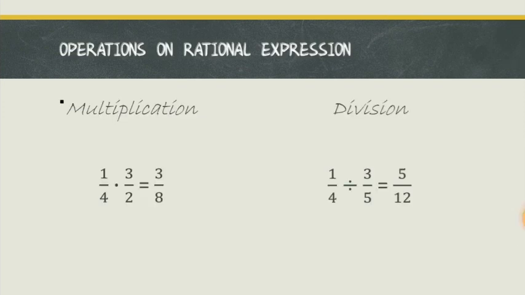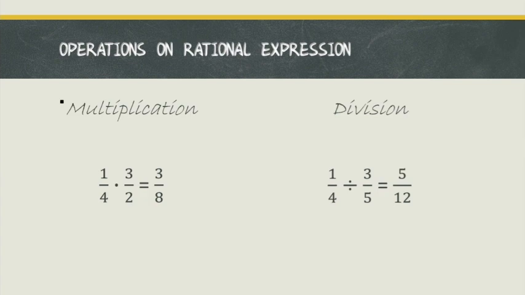Now, how about performing operations on rational expressions? So let's start with multiplication and division. For multiplication, as we all know, we multiply numerator with numerator and denominator by denominator. So for instance, we have 1/4 times 3 halves. That is 1 times 3, that is equal to 3, and 4 times 2 is equal to 8. That's why the answer is 3 over 8.